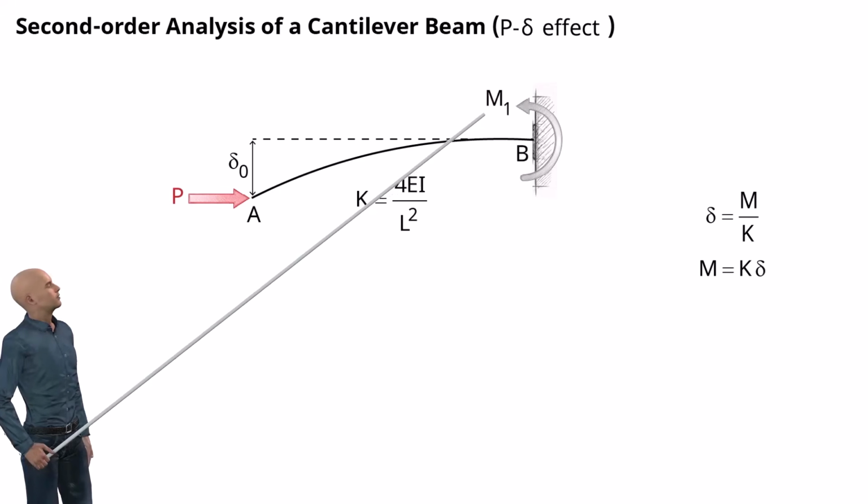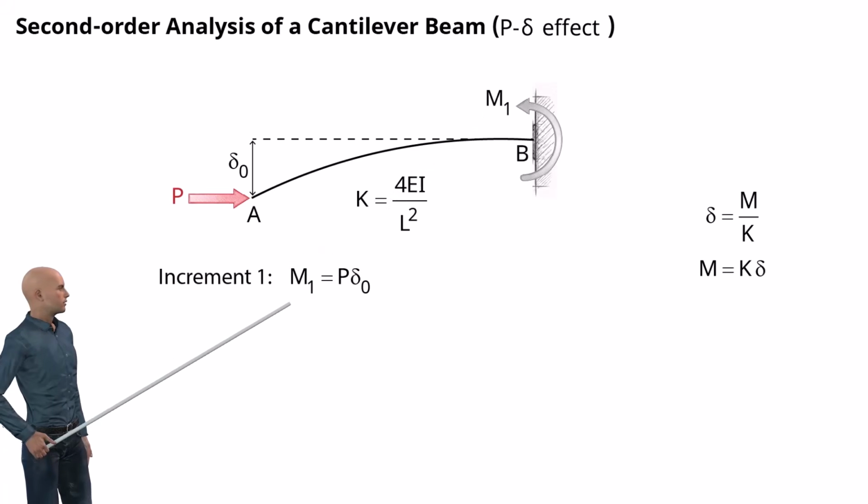We call this incremental moment M1. So M1 is equal to P times delta zero. Keep in mind that M1 is not the original moment from the distributed load. It is an additional moment produced by the P-delta effect.